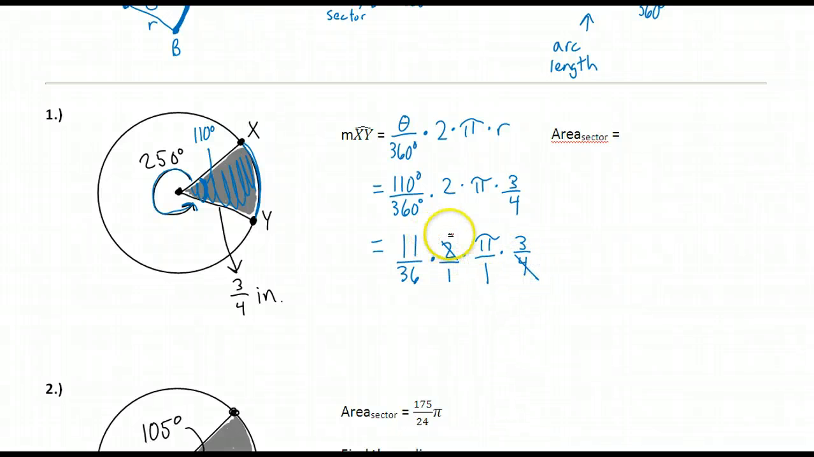2/4 simplifies down to 1/2. I can simplify this 3 and this 36. 3 divided by 3 is 1. 36 divided by 3 is 12.